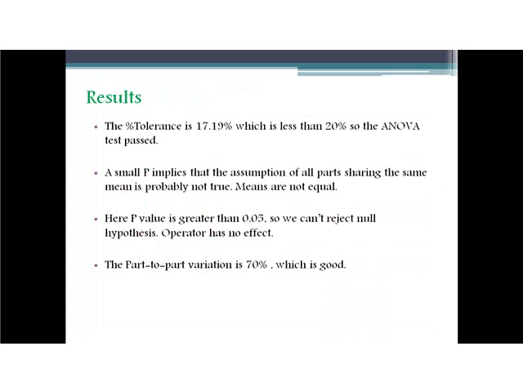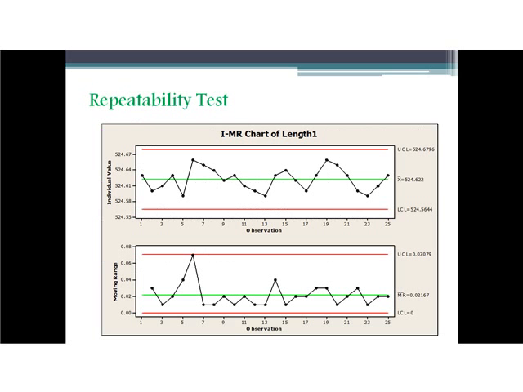Coming to the results, the percentage of tolerance is less than 20%, that is 17.19%. So the ANOVA test is passed, and the large p-value indicates that we can't reject the null hypothesis. So operator has no effect. The part-to-part variation is 70%. It is good.